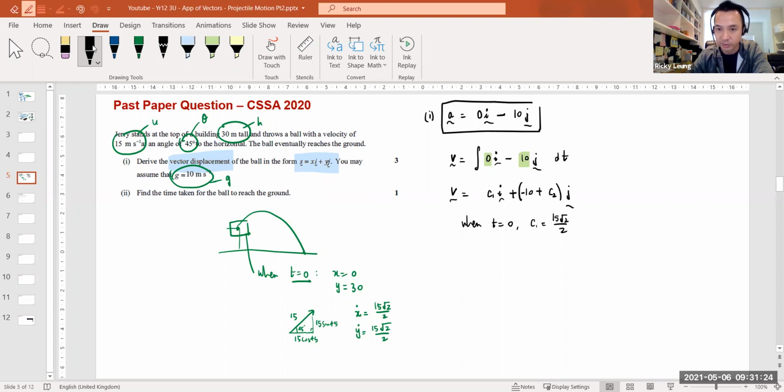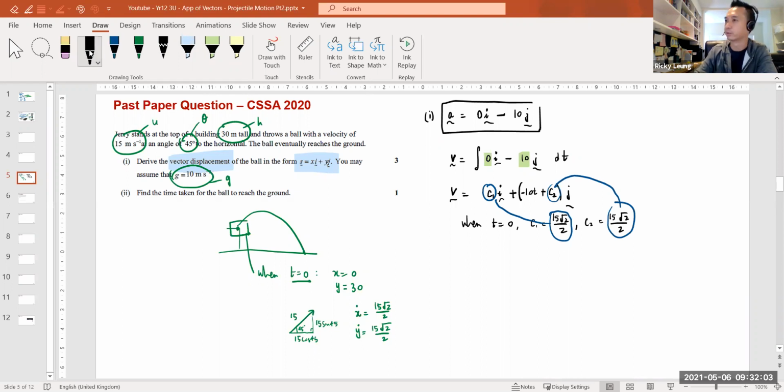Also, when t equals 0, initial velocity is that. Oh, I forgot to integrate. I forgot to put a little t here. That's why I was like, shouldn't be anything left. So when t equals 0, that's gone. Vertical velocity, so c2 is also the same thing, 15 root 2 on 2. Just to be clear what I'm going to do, I'm going to sub this one into here, and this one into here, to get, therefore, let's just make sure, yep, therefore.